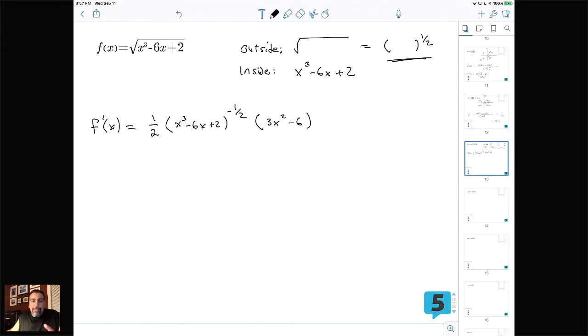I have the rule in my classroom, no negative exponents in final answers unless you start the problem with a negative exponent. So I would want them to say, okay, we got a negative exponent, which means we're going to have a fraction. This guy's going to have a denominator of x cubed minus 6x plus 2 in the square root. I'm going to have a 1/2. That 2 is going to go to the bottom. And then this factor is going to end up on the top. And I'm perfectly happy with leaving it at that.